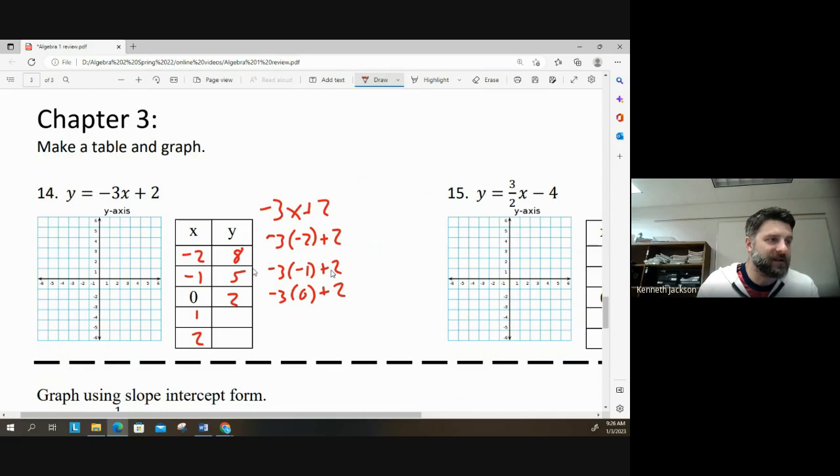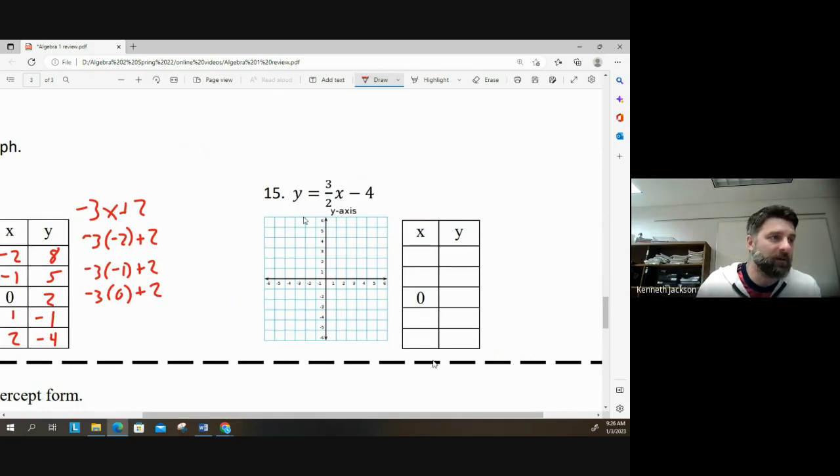At this point, you should see a pattern taking place and that the y values are going down 3. So I can just continue the pattern. Minus 3, minus 3, minus 3, minus 3. And of course, these ordered pairs are what make my graph a line. Once I graph all 4 points that I can see, I can connect the dots, connect the points, and there's my line.